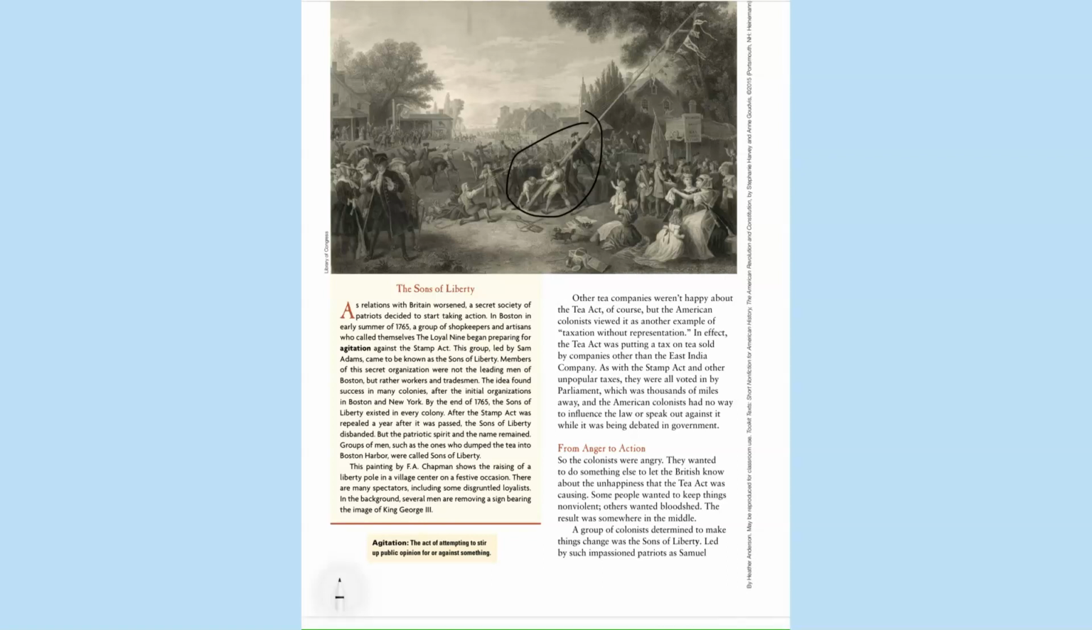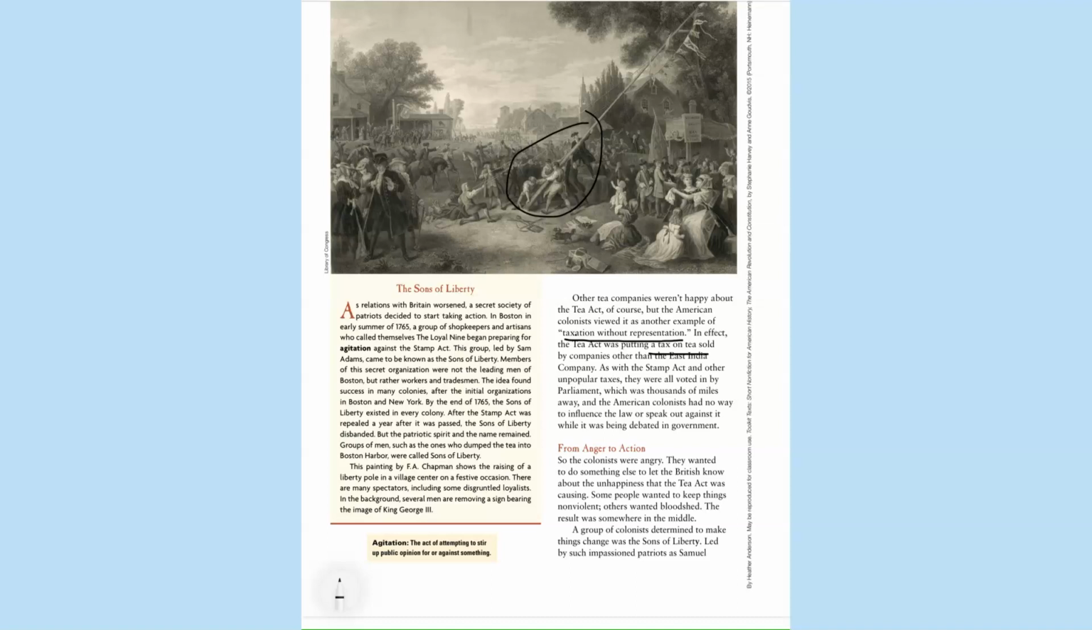Other tea companies weren't happy about the Tea Act, of course, but the American colonists viewed it as another example of taxation without representation. I've seen this before in other books about the American Revolution, so I'm thinking that this is an important quote to remember, so I'm just going to underline it. In effect, the Tea Act was putting a tax on tea sold by companies other than the East India Company. Also, I'm noticing this is one of the effects. It's putting a tax on teas sold by other companies.